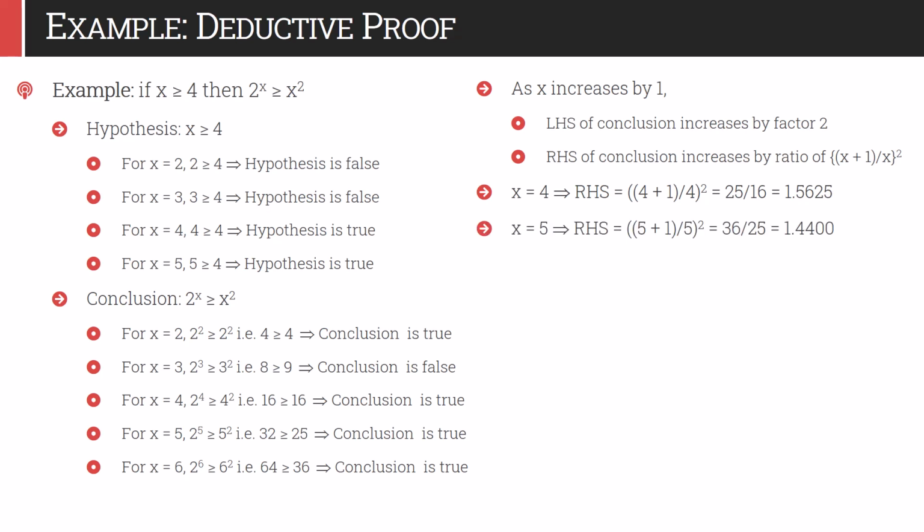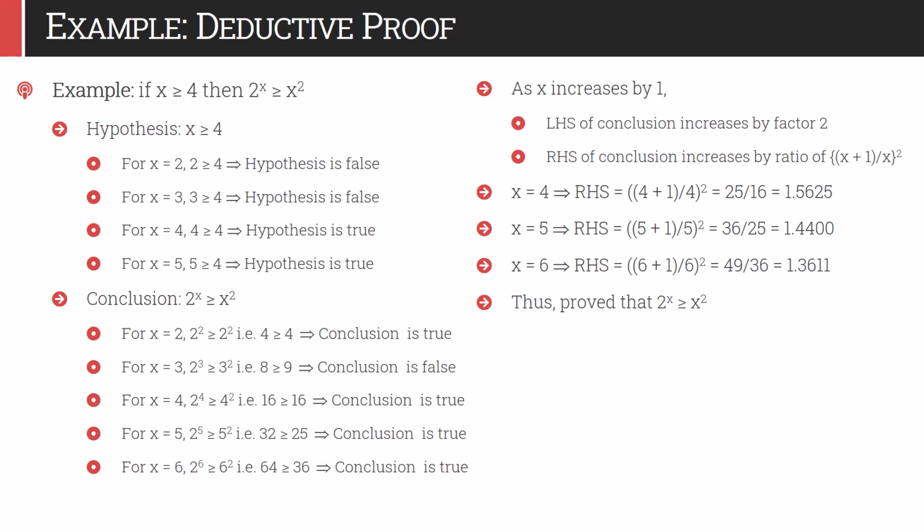For x equal to 5, the ratio is 1.44. For x equal to 6, the ratio is 1.36. So as x is increasing, the ratio is decreasing. So if we observe, for x equal to 7, this ratio would be even smaller, right? For x equal to 8, it would be even smaller. So this is definitely less than 2 in every step, and it is going down and down.